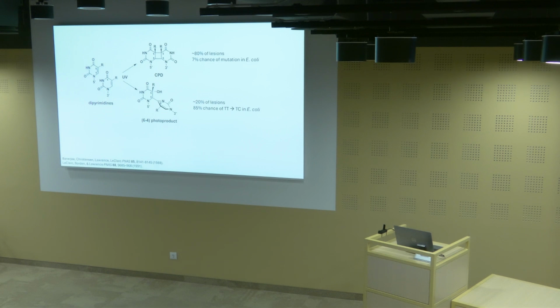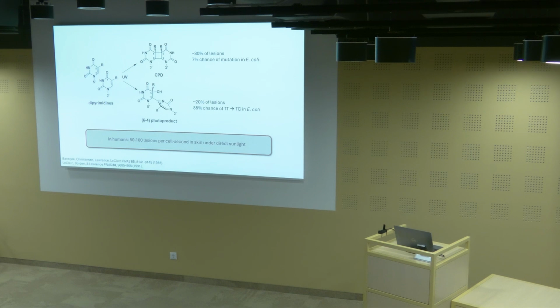The 6,4 photoproducts are less common. They're about 20% of all the lesions, but they're much more dangerous, so that's worth noting. And in case you were to think that these lesions are uncommon and you have nothing to worry about, I have some bad news for you. So for example, in humans, it's been estimated that on a very bright summer sunny day, somewhere at sea level, you might receive about 100 of these lesions per skin cell per second.